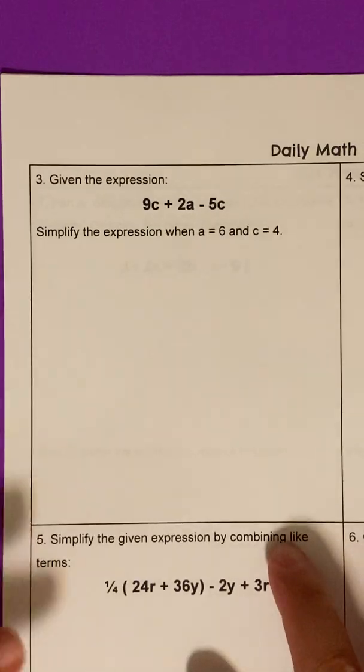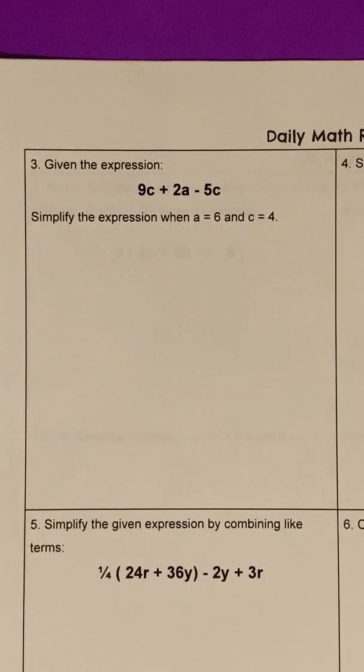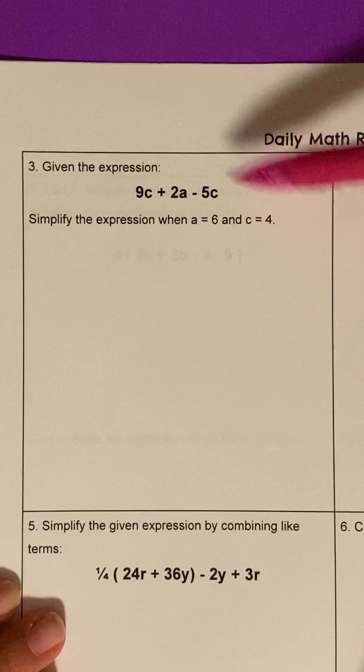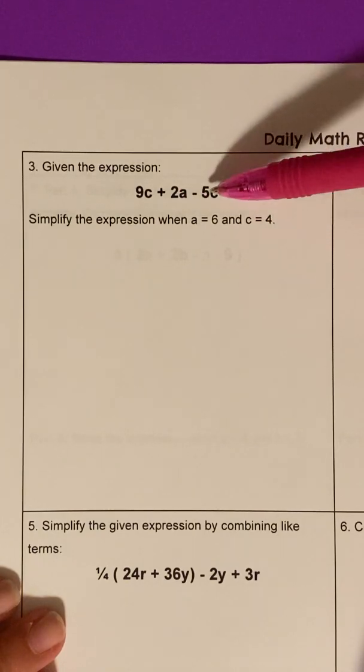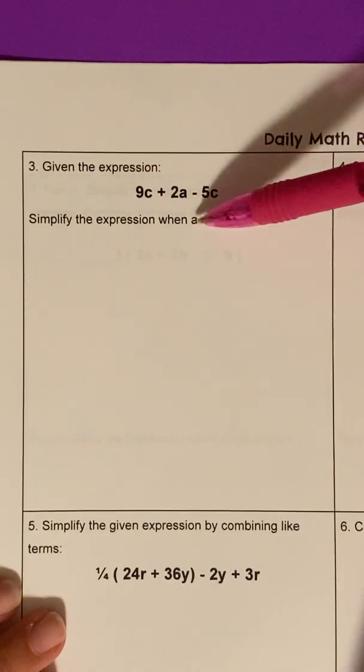All right, DMR, Daily Math Review. We're going to take a look at number 3. Given this expression, 9c plus 2a minus 5c, we need to simplify the expression for when a equals 6 and c equals 4. So what we need to do is replace each of these. This c is going to be a 4, this c is going to be a 4, but this 5c means 5 times c. This 9c means 9 times c. This a is going to be 6.